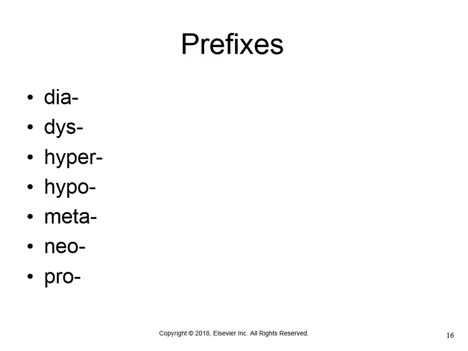Hyper means above or excessive. So if something is working too hard or too much. Whereas hypo means that it's not working enough, or it's under or deficient in some way. Meta means after or beyond or change.